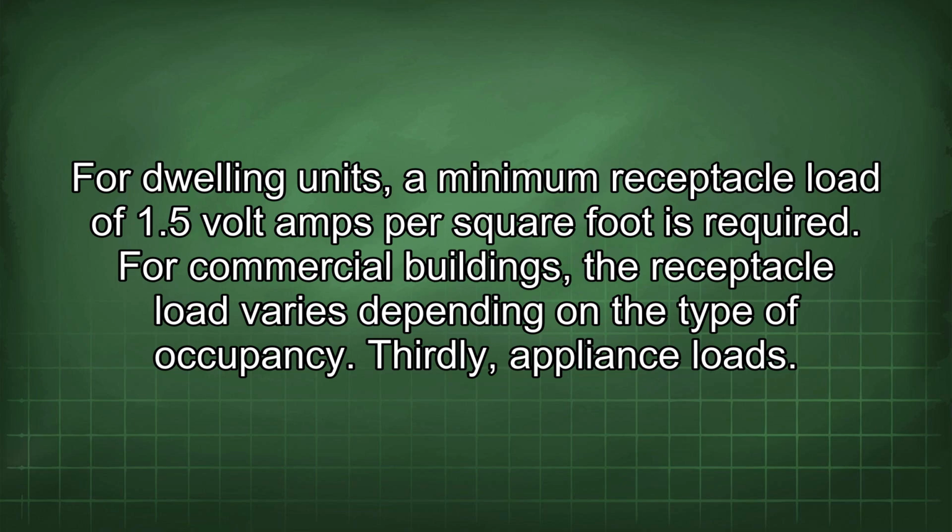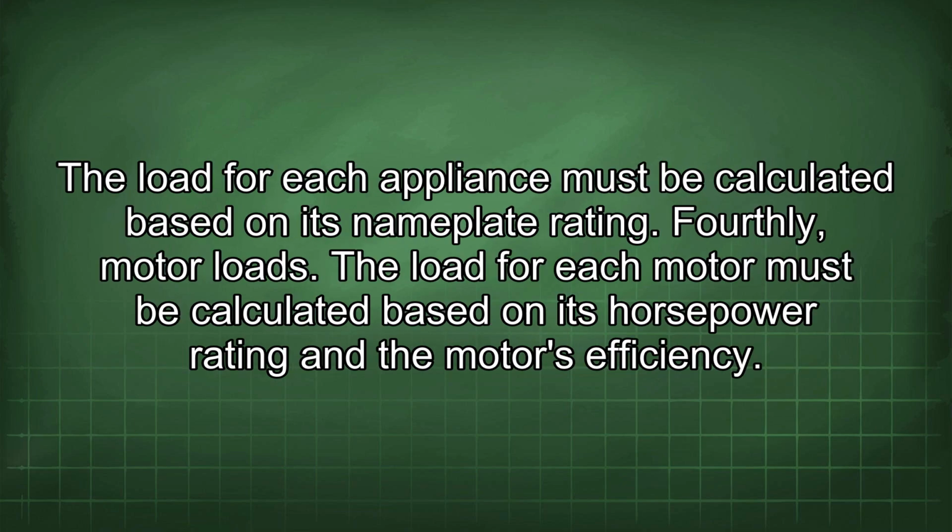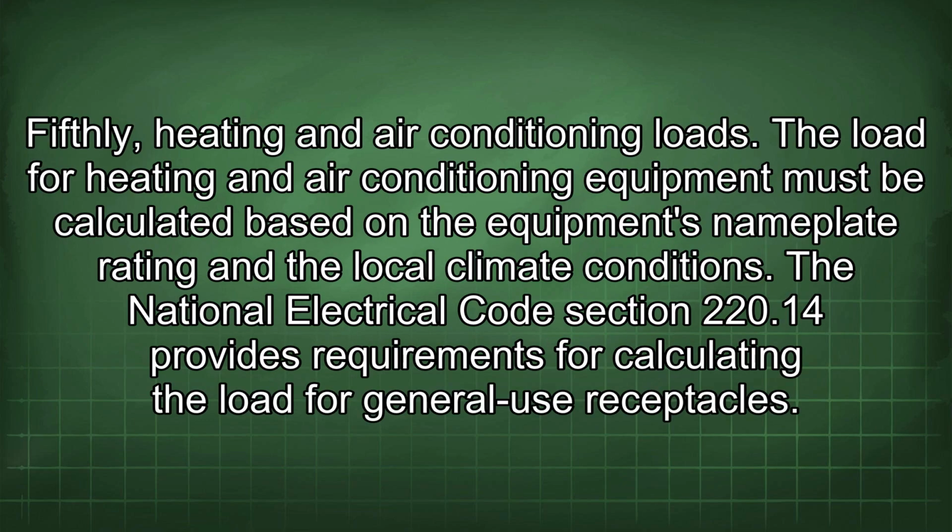Thirdly, appliance loads. The load for each appliance must be calculated based on its nameplate rating. Fourthly, motor loads. The load for each motor must be calculated based on its horsepower rating and the motor's efficiency. Fifthly, heating and air conditioning loads. The load for heating and air conditioning equipment must be calculated based on the equipment's nameplate rating and the local climate conditions. The National Electrical Code Section 220.14 provides requirements for calculating the load for general use receptacles.